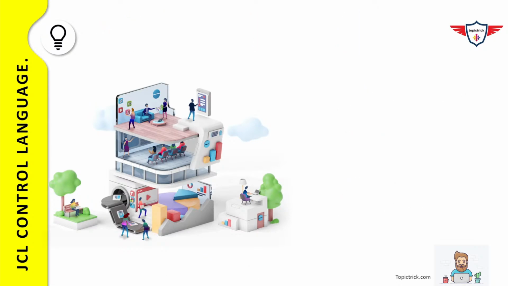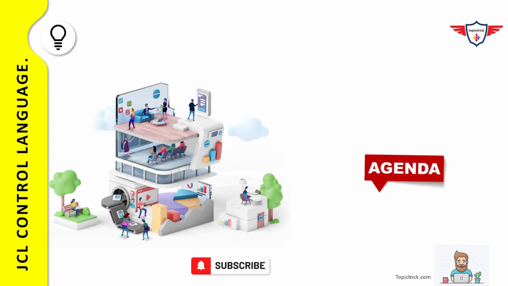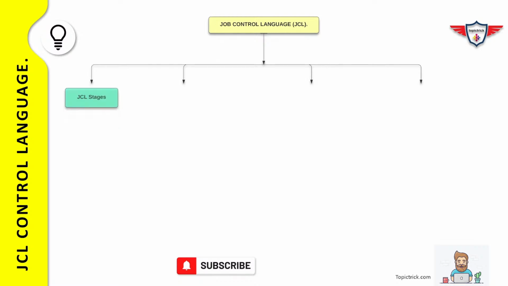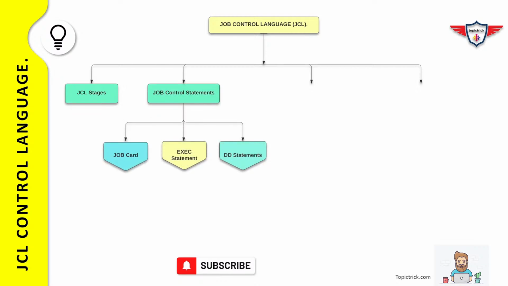So without wasting any time, let's focus on today's agenda. We start today's session with an introduction to IBM Mainframe. Then we will try to understand the term JCL and why it is important from a mainframe perspective. Then we will deep dive into different stages of JCL, followed by job control statements. In that we will discuss the job card, execute statement and DD statements.